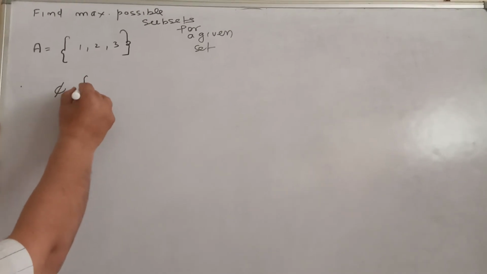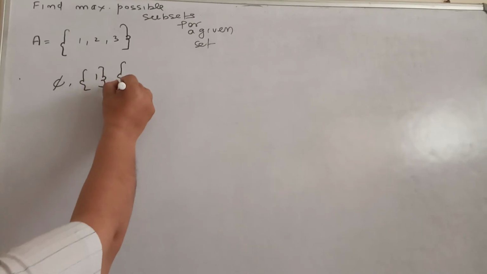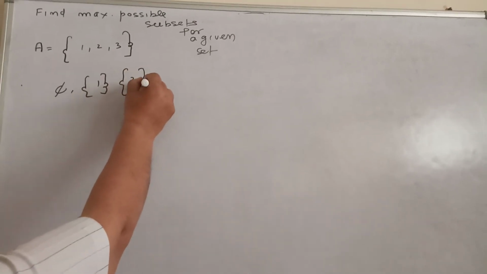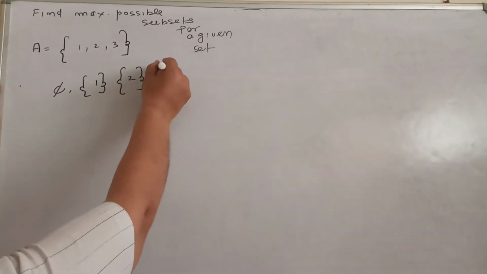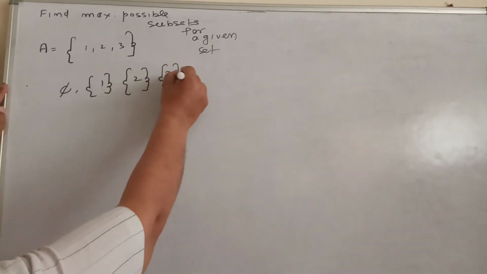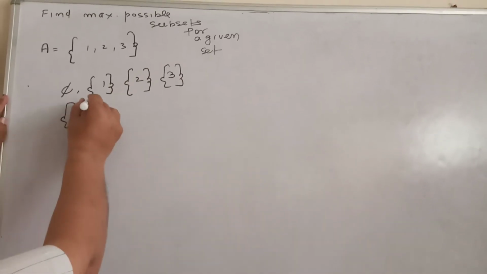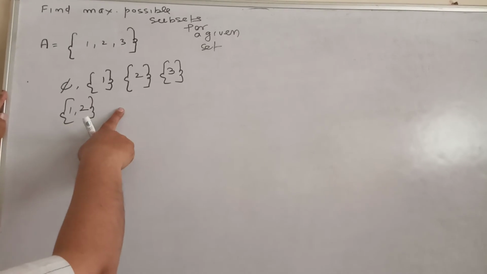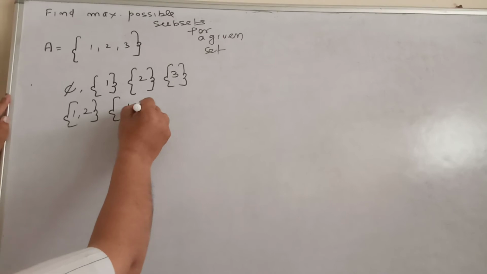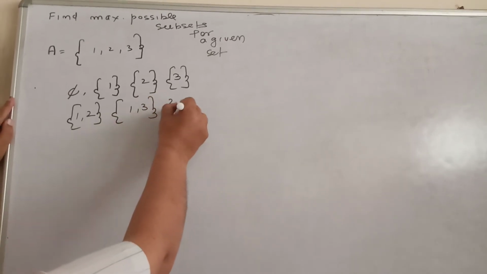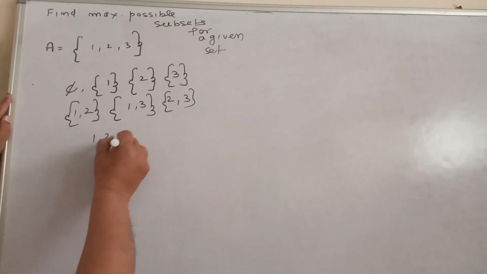Again we take the single element {1}. This is called a singleton set. I forgot to explain the singleton set, I will explain further. {2}, {3}. Now we take combinations of 2. We will not take (2, 1) because it is the same set. {1, 2}, {1, 3}, {2, 3}, and {1, 2, 3}.